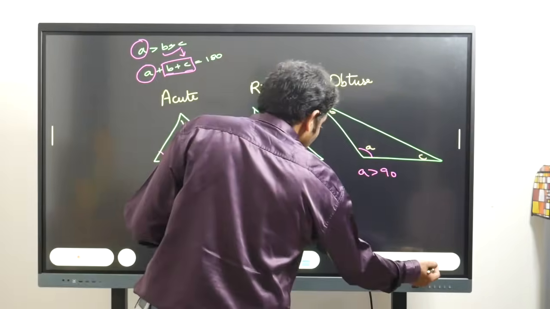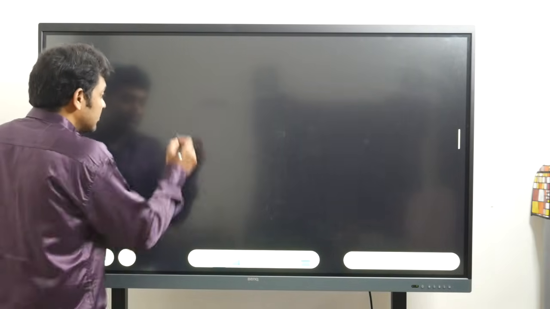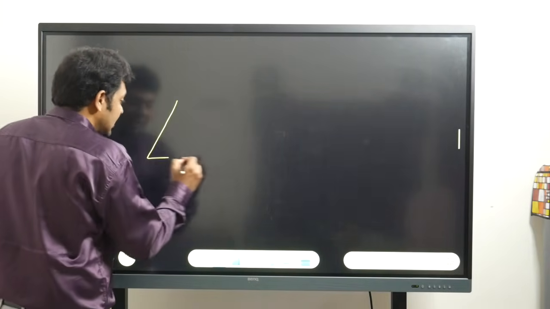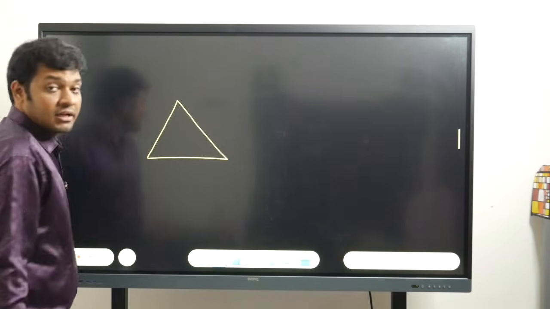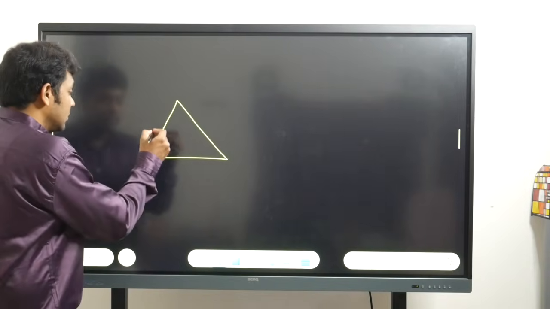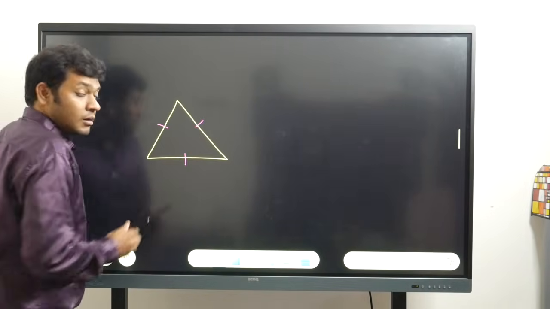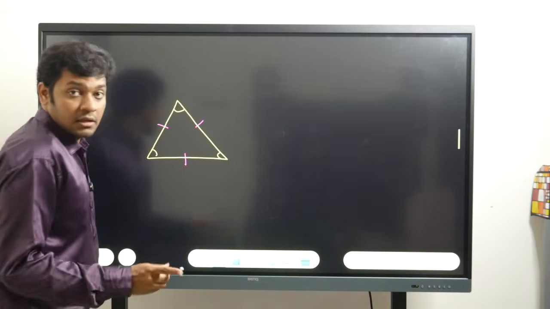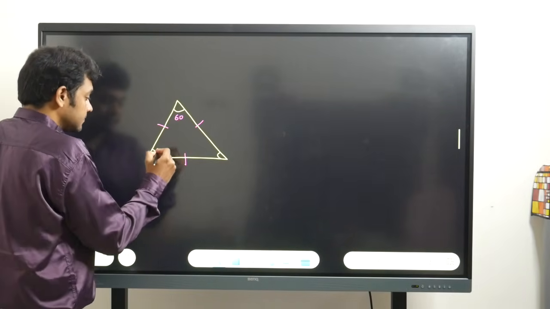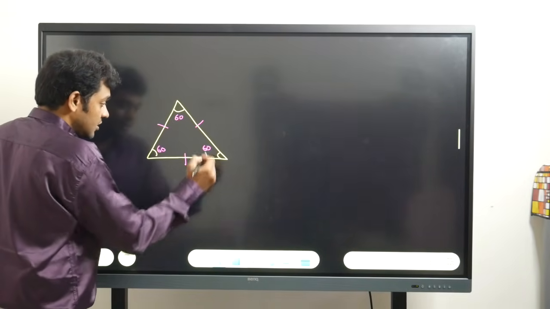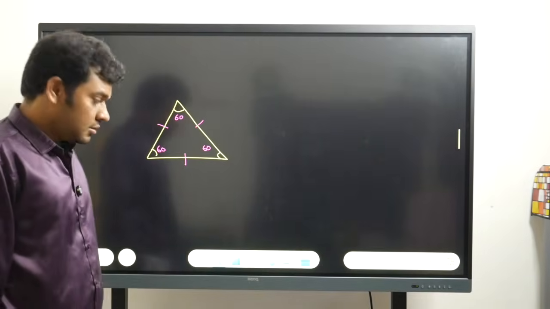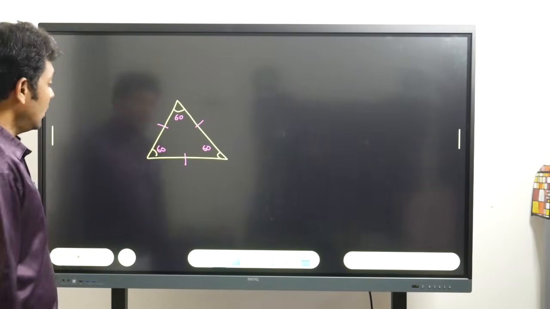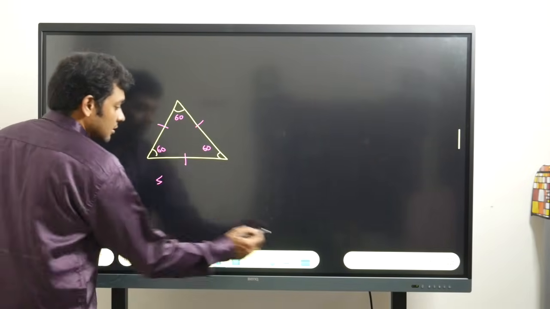Now, based on the equal sides: if sides are equal, angles are equal. So you have three types of triangles. When you have three sides in a triangle, if all three sides are equal, the three angles will also be equal, 60 degrees each. In a triangle, if all three sides are equal, definitely all three angles will be equal. It's called an equilateral triangle.